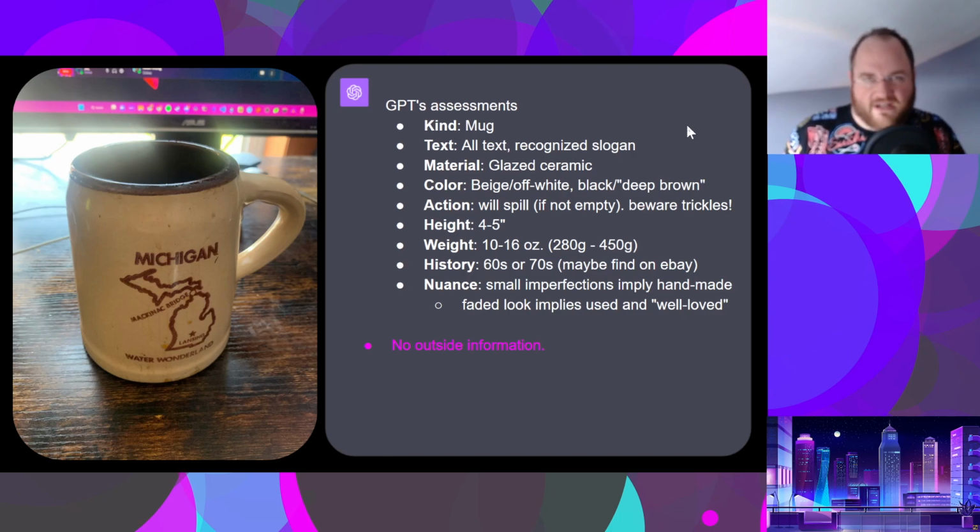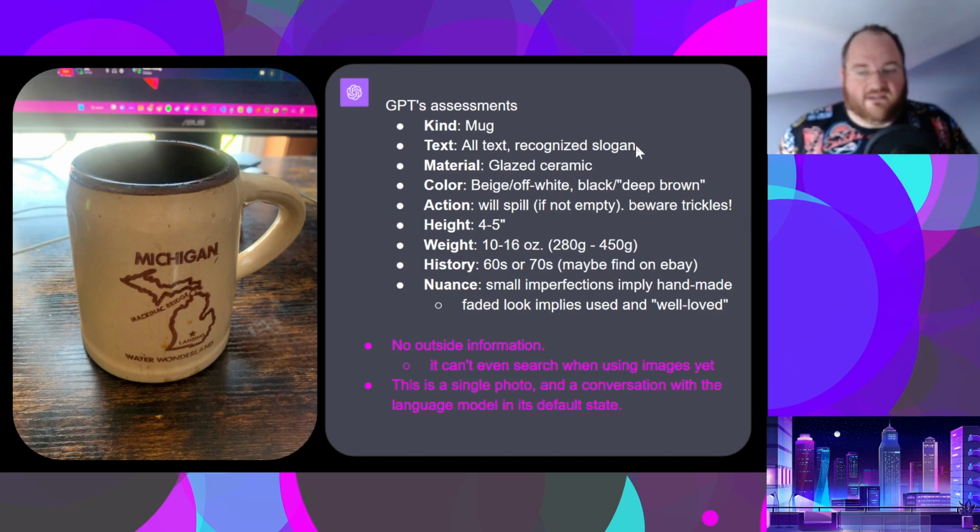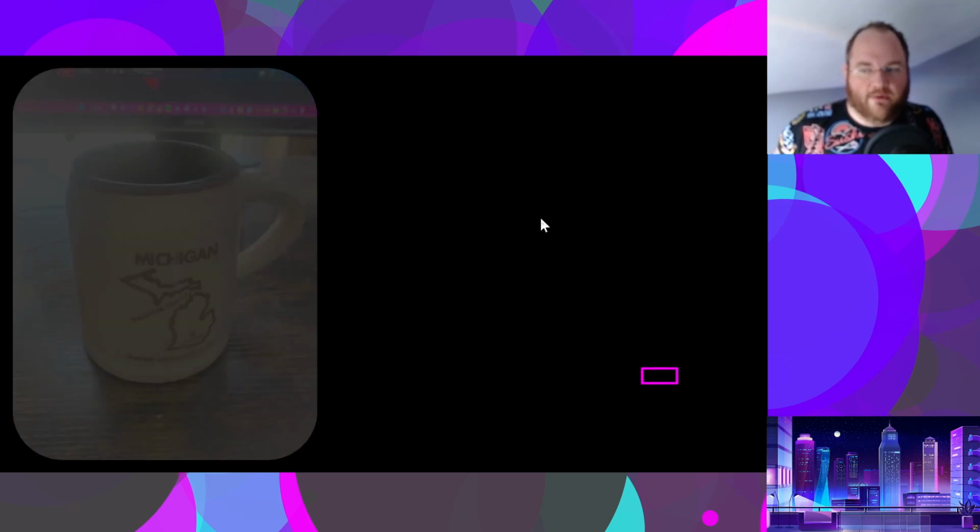There's no outside information. This version of the GPT interaction is just the language model as it is, with no ability to search Google or anything. It's just the language model as it's been trained, the pre-trained version, and this photo, and then me interacting with it with language. And it can't search with images right now. It's a single photo and a conversation with the model in its default state. I didn't even really give it guidance. I just kept probing it with new questions. Well, let's see how it did. Oh, I left a little square up there. Well, you'll see what's in there later.